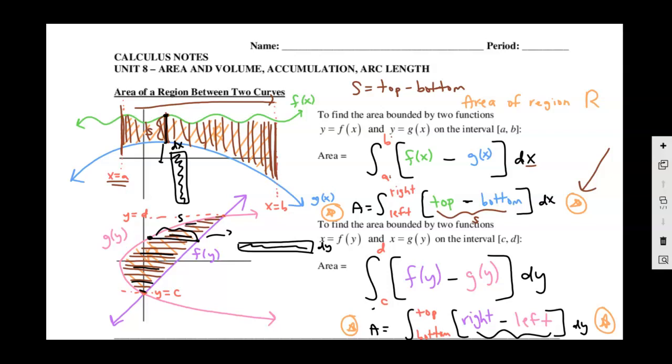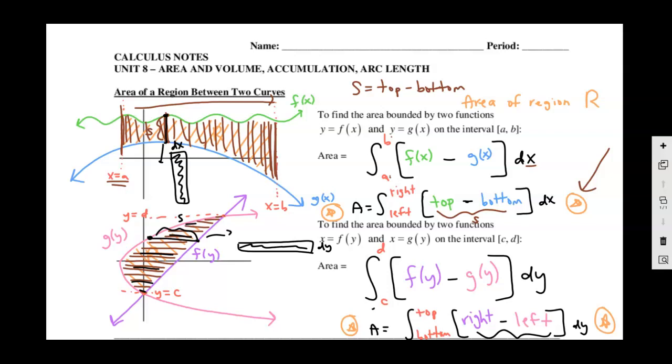But just think about it like this. If everything's kind of vertically oriented and we're doing a dx integration, the top is like the bigger value. If we're thinking about the y-axis, up is positive, down is negative. As things go up, they're larger. As things go down, they're smaller. So I take the bigger, the top, minus the smaller, the bottom. Top minus bottom, bigger minus smaller. That's going to give me the distance in between the two.